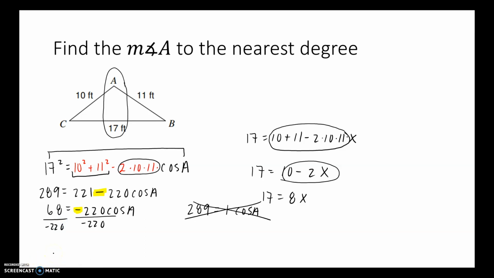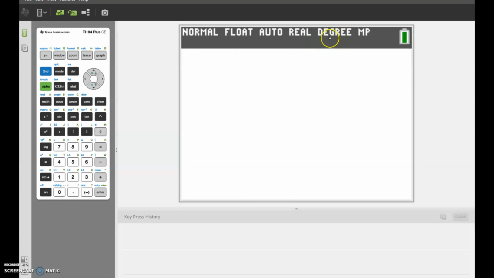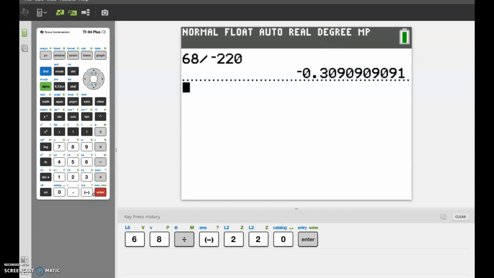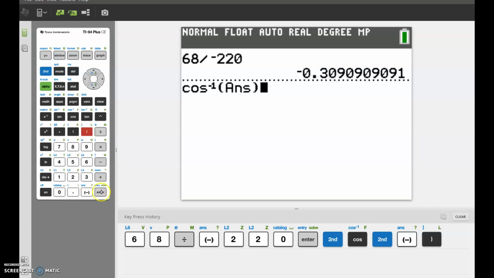And I'm going to actually go to my calculator for this one. All right, so again, I make sure that my mode is in degrees. So I'm going to do 68 divided by negative 220. And I get this big long decimal. So instead of rounding the decimal, let the calculator do the work for you. So remember, I'm solving for my angle measure using my cosine ratio. So I'm going to do second cosine, inverse cosine of my answer. So notice above the negative sign in blue is ANS. That takes the answer from the previous line. So my answer would be 108 degrees.